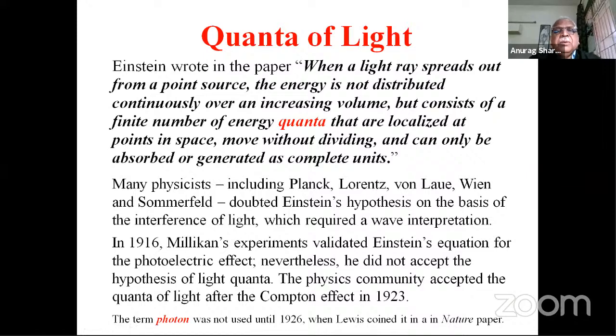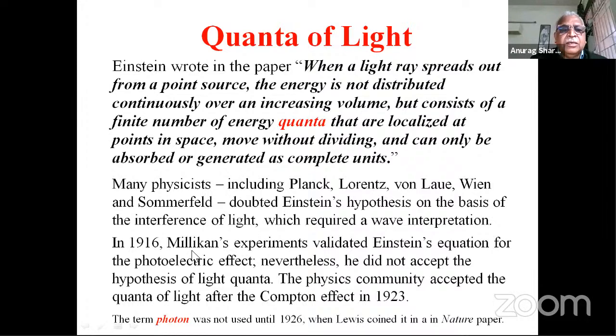Einstein wrote in his paper, when a light ray spreads out from a point source, the energy is not distributed continuously over an increasing volume, but consists of a finite number of energy quanta that are localized in points in space and move without dividing and can only be absorbed or generated as a complete unit. This was the concept that he gave at this point.